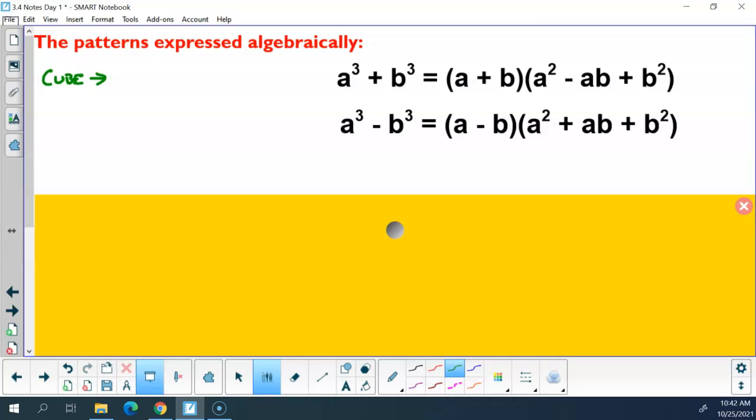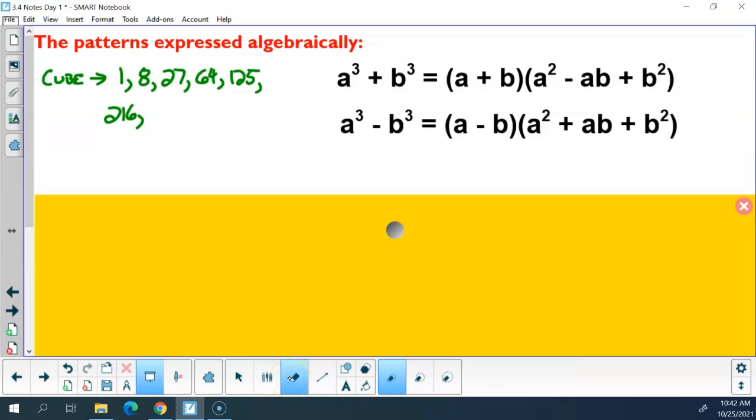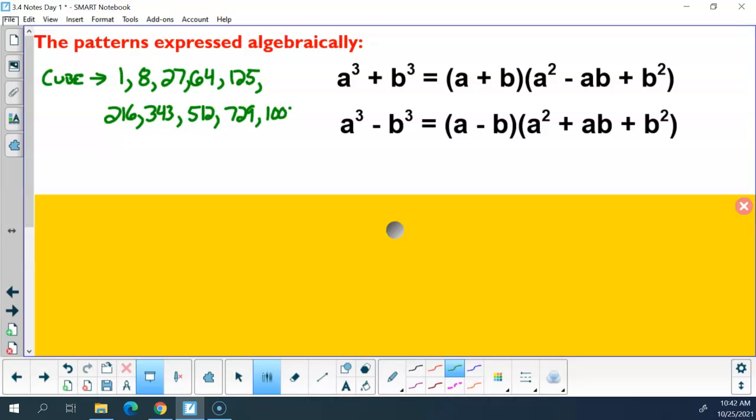1 cubed is 1. 2 cubed, 8. 3 cubed, 4 cubed, 5 cubed, 6 cubed, 216, 7 cubed, 343, 8 cubed, 9 cubed, 10 cubed is 1,000. Yep.